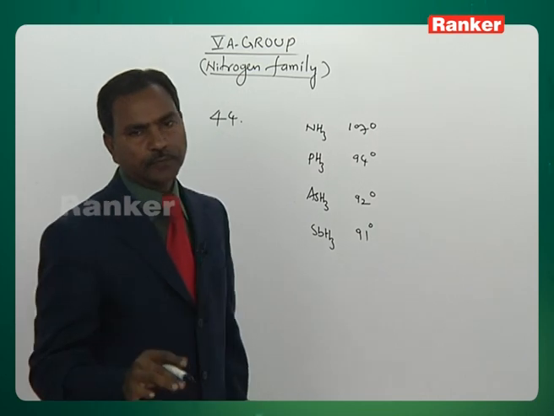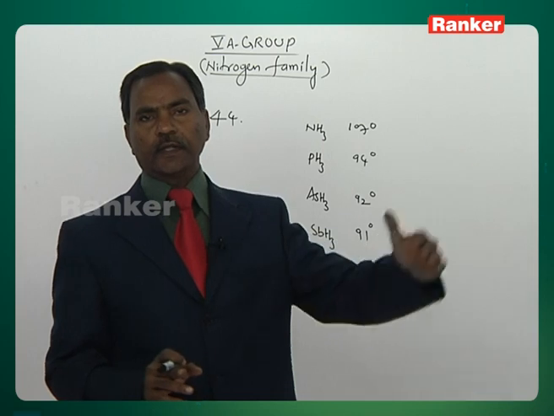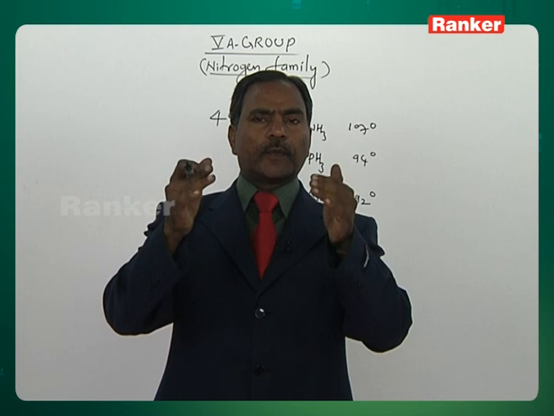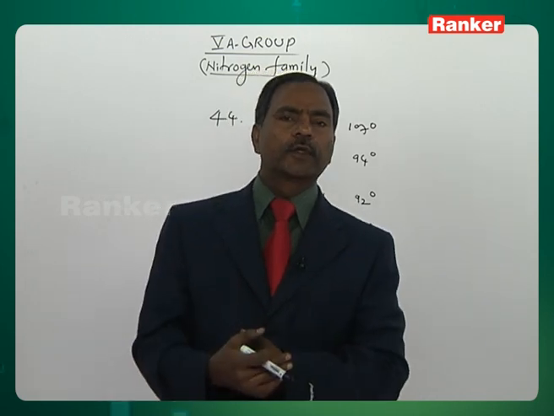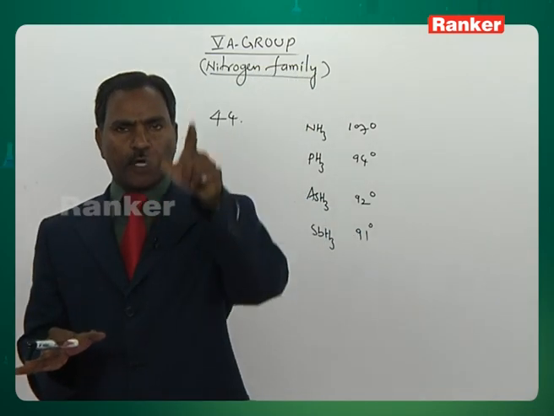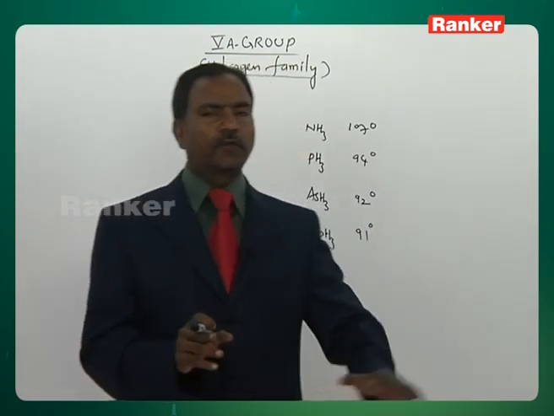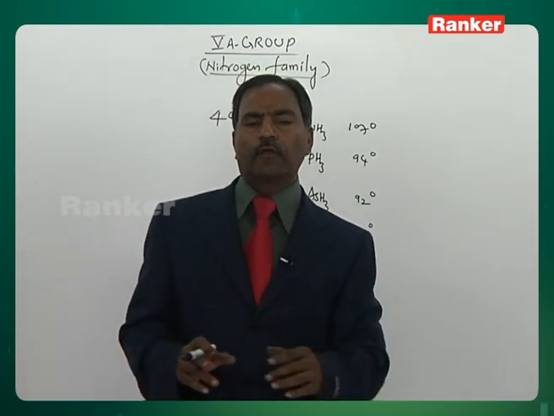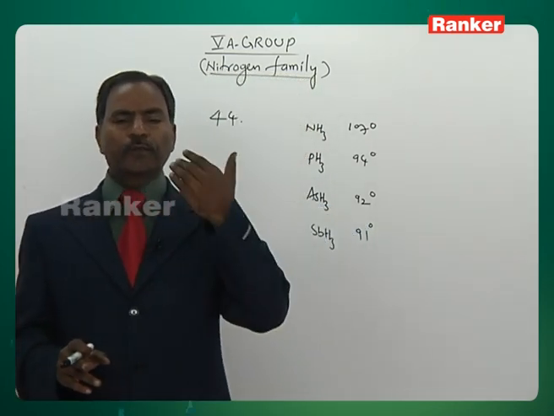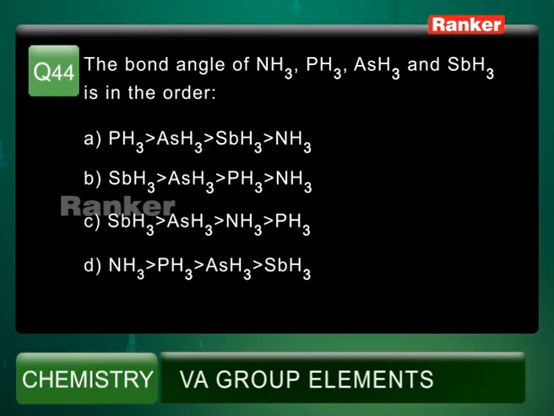What are the options given? The bond angle of ammonia, phosphine, arsine, stibine is gradually decreasing from top to bottom. Why decreasing? The sp3 hybrid orbital character is gradually decreasing and p orbital character is increasing. Down the group, as the atomic size increases, p orbitals are directly involved in bonding. Therefore, bond angle is gradually decreasing. So ammonia is more than phosphine, arsine, stibine. Therefore, question number 44, answer is D.